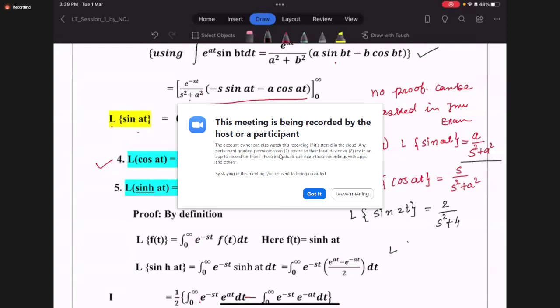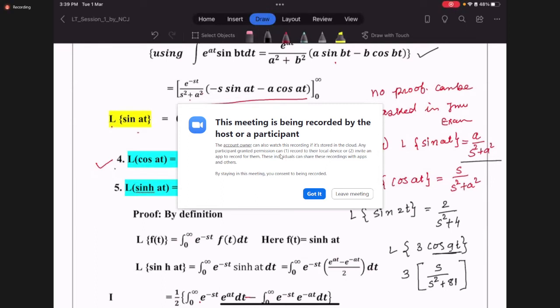What is Laplace of 3 cos 9t? You can take out 3 outside. Now tell me, cos 9t. 3s by s square plus 81. Sorry ma'am, 9 square is 81. Done? Yes, 3s upon s square plus 81. So how to apply Laplace on this type of function, you have understood.